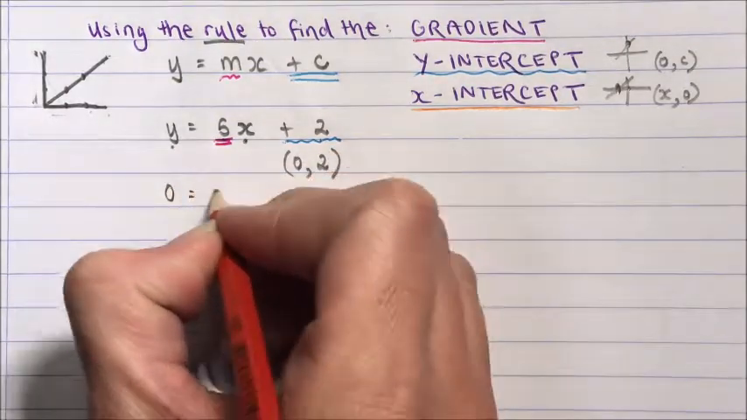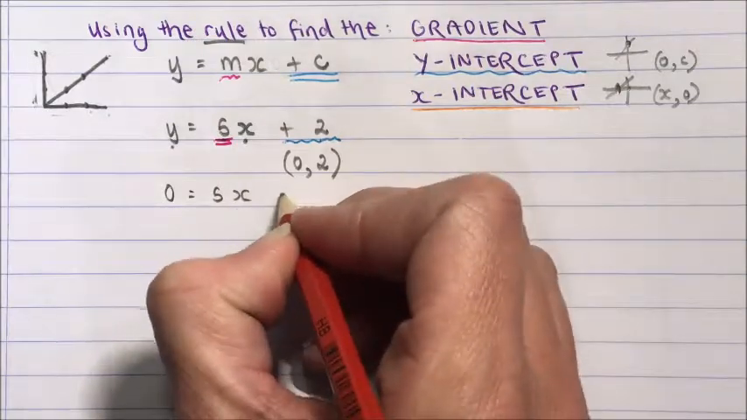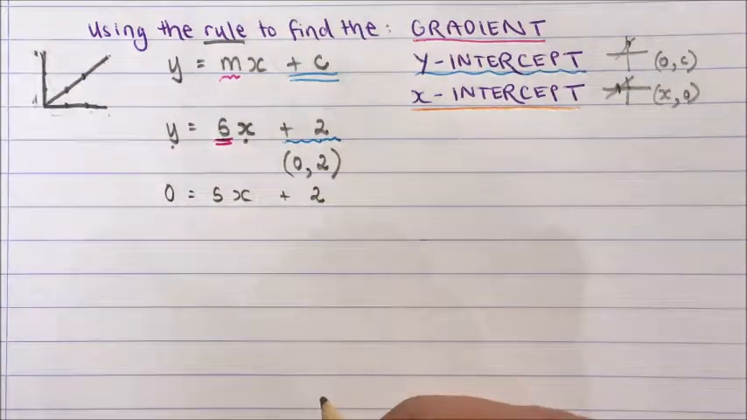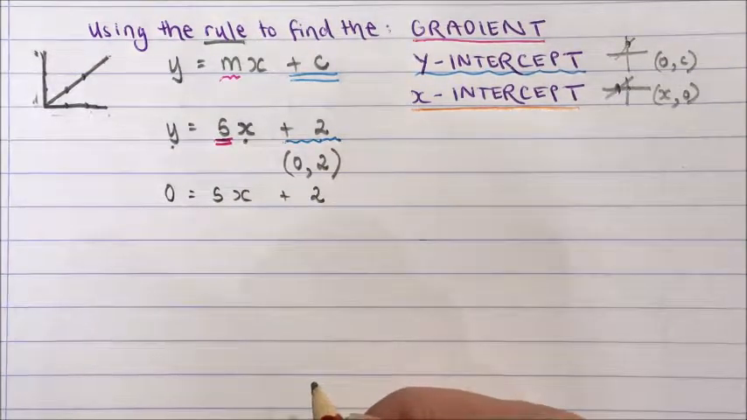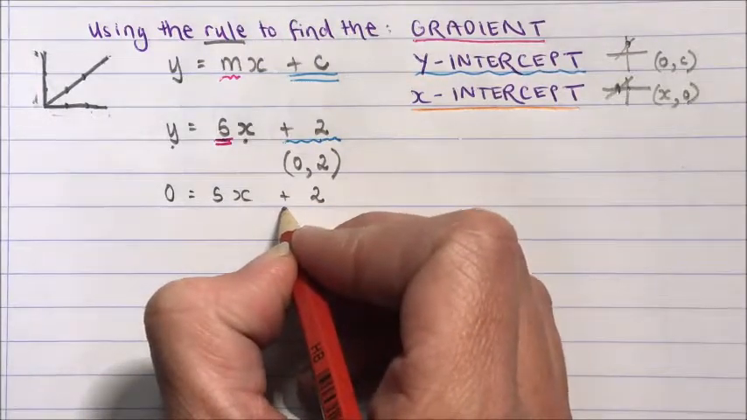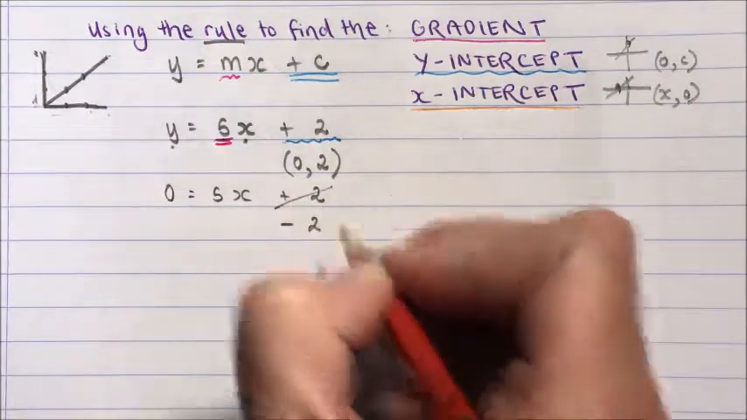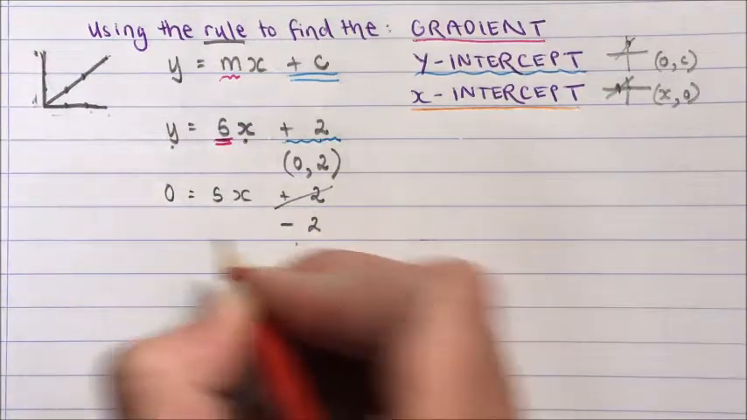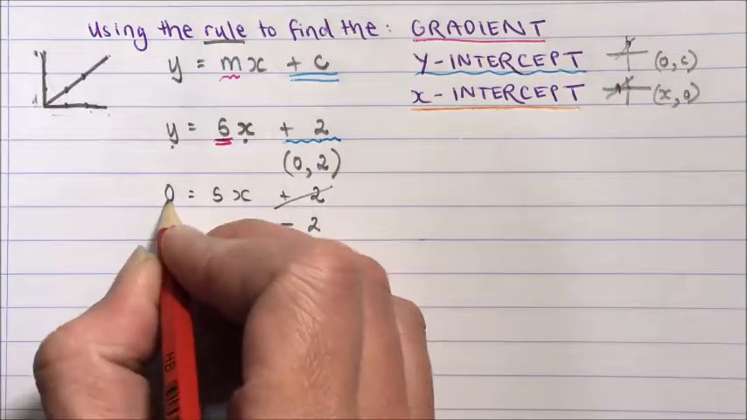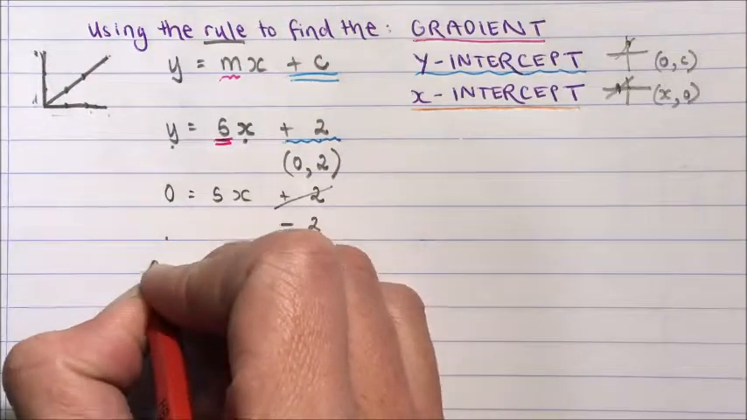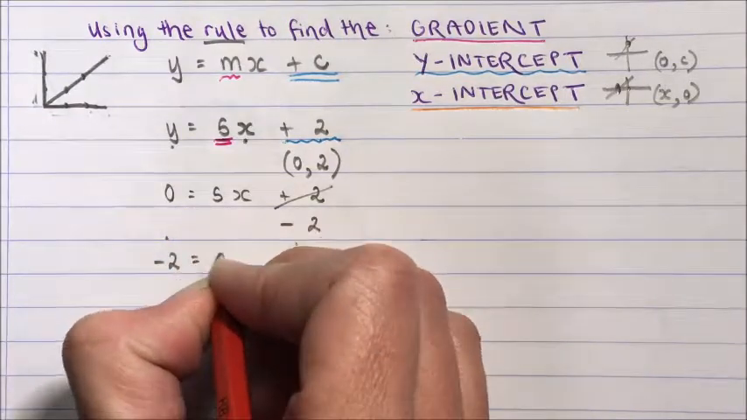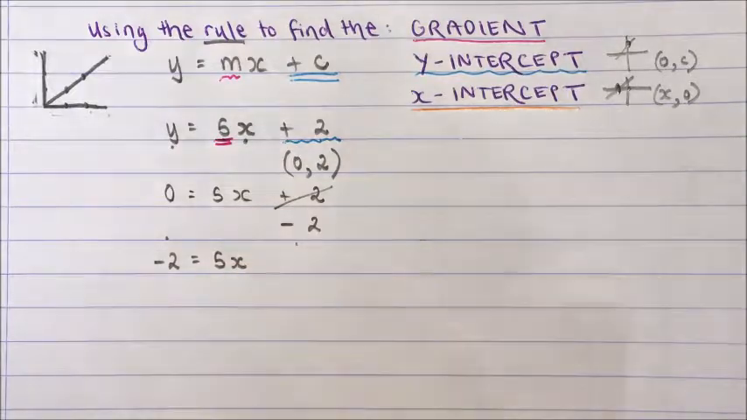So 0 equals 5x plus 2. Then we just use our rules for solving linear equations. So I want all the numbers on one side and all the letters on the other. The first thing I'm going to do is get rid of positive 2. To get rid of positive 2, I minus 2. If I take 2 away from here, I've got to take 2 away from there. 0 minus 2 is just minus 2 equals 5x.